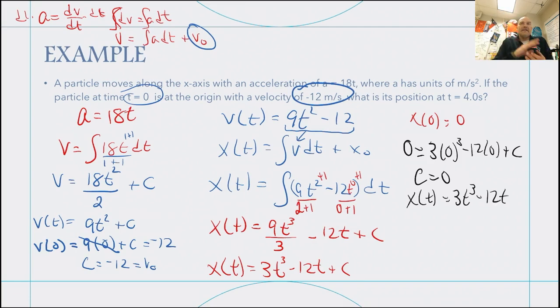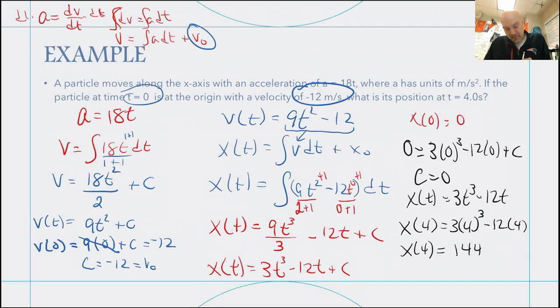Now, I get it. It's a lot of work to get to this function, but that's what happens, and the AP will kind of stack the questions. So now I need to figure out where it is at 4 seconds. So now it just becomes 3 times 4 cubed minus 12 times 4. And we end up at a position of 144 meters.